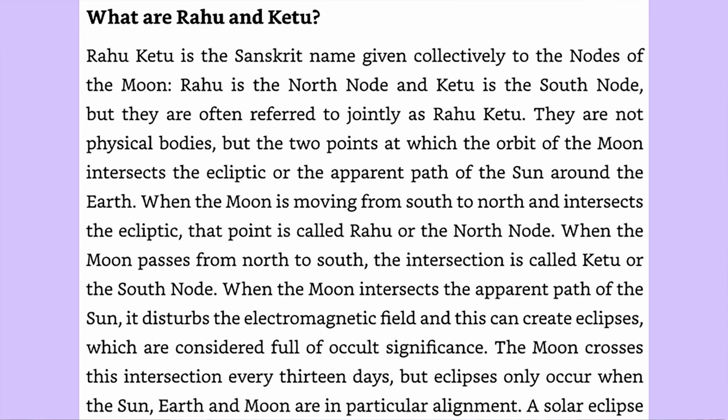And then she does relate it to eclipses here. When the moon intersects the apparent path of the sun, it disturbs the electromagnetic field, and this can create eclipses, which are considered full of occult significance. So that's what I was doing earlier when I was talking about eclipses. So that's some of Camilla Sutton's notions about the nodes. I think they match where I was going earlier.